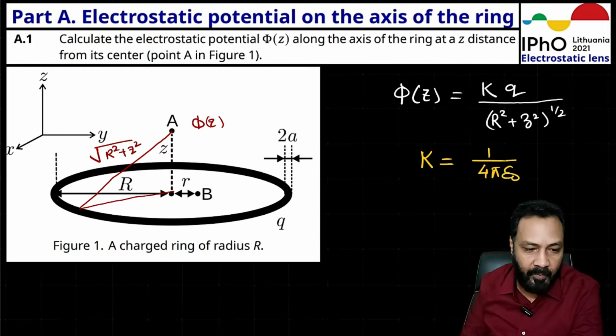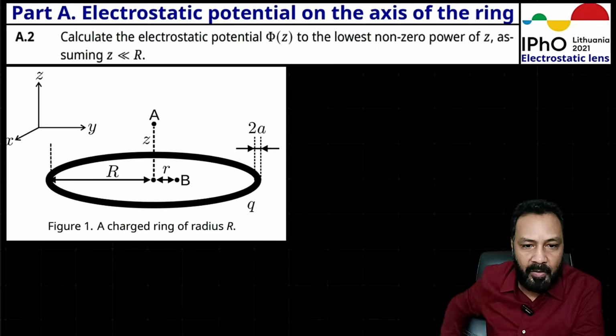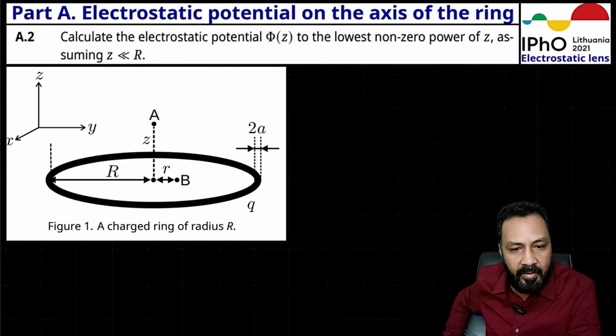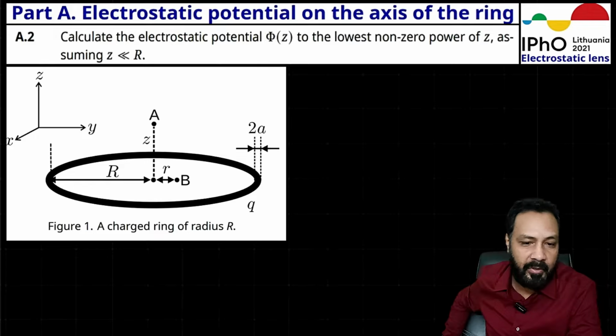That is part 1. And now in part 2, they have asked us to approximate this electrostatic potential to the lowest non-zero power of z, for z very small compared to capital R.